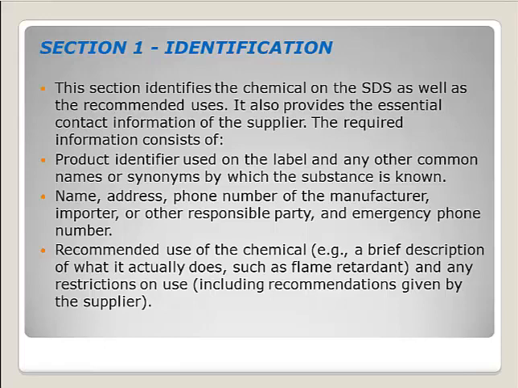Section 1 will be your identification section. This is going to give you the product name, the name, address, and phone number of the manufacturer, importer, or other responsible party, and emergency phone numbers. Recommended uses of the chemical, a brief description of what it actually does, such as flame retardant, or any other restrictions that they feel need to be put in the identification section.